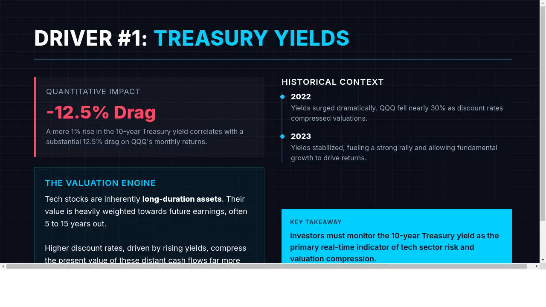We saw this play out dramatically in 2022 when yields surged, and QQQ fell nearly 30%. Conversely, stabilized yields in 2023 fueled a strong rally. Investors must monitor the 10-year yield as a primary real-time indicator of tech sector risk. Now, let's turn our attention to the second major driver, market volatility.